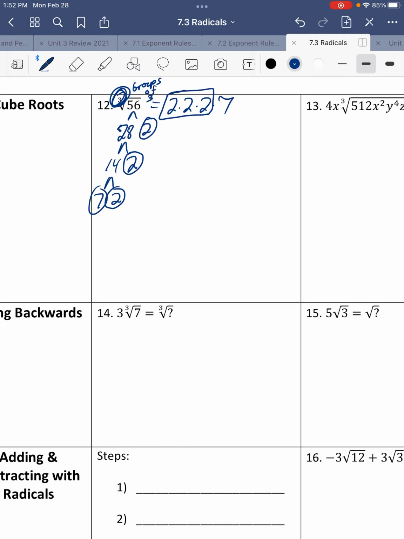Well, what happens? We have a group of 3. So that's going to come out as a 2. And then it's the cube root of 7. The 7 will stay inside. That'll be your final answer.